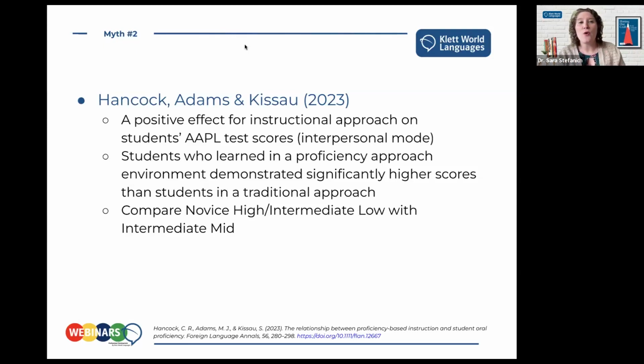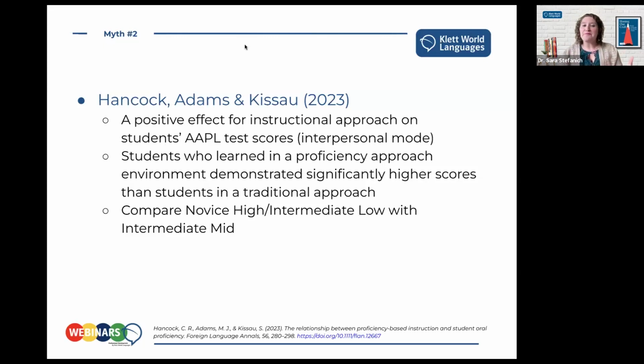And so Hancock, Adams, and Casau basically had 2 different groups of students. One group was in a proficiency-oriented approach in a language classroom, and the other group was in a more traditional grammar-driven approach. At the end of the experimental testing phase, these students took the APPLE, which is one of ACTFL's measures of assessment towards proficiency. They looked at students' scores in the interpersonal mode of this test, so kind of back and forth simulated conversation and speaking.